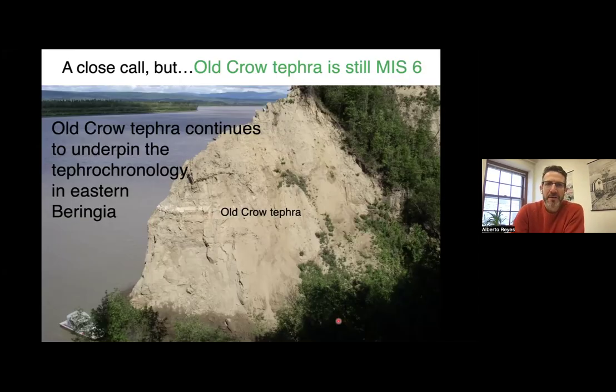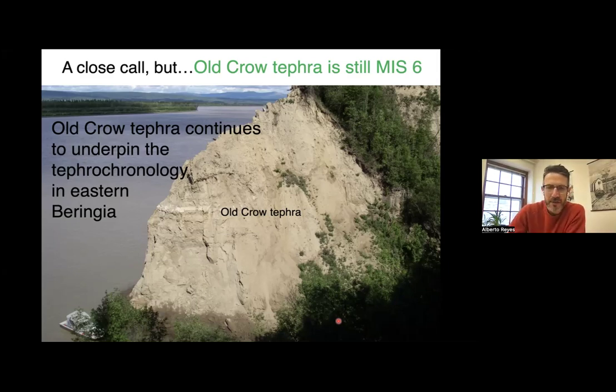But having said all that, Old Crow tephra is still stage 6. It's not stage 7. It still underpins the tephra chronology framework in Eastern Beringia, but with some interesting wrinkles that we're still just at the early stages of starting to sort out.